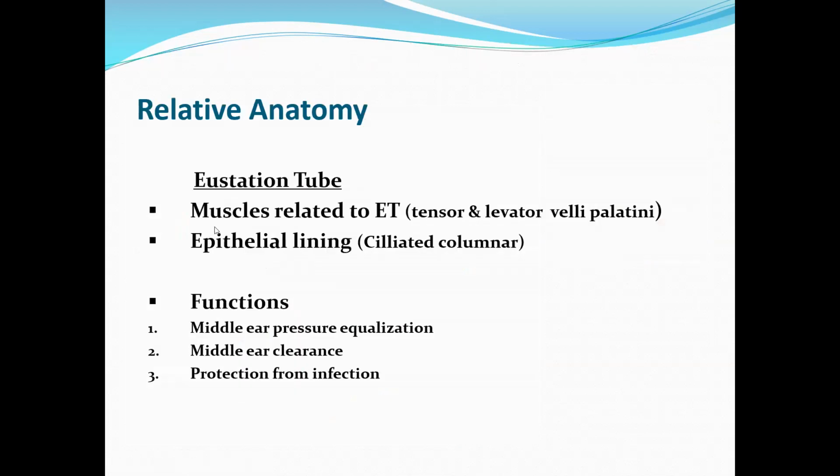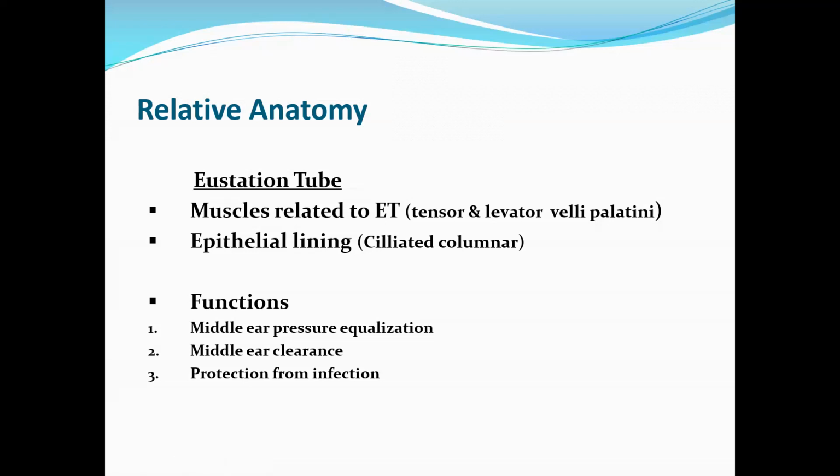There are certain muscles, the tensor veli palatini and the levator veli palatini. Contraction of these muscles opens the eustachian tube. The epithelial lining of the eustachian tube is ciliated columnar epithelium, and these cilia move towards the nasopharynx. So there are important functions of the eustachian tube. One important function is that it equalizes the middle ear air pressure to the atmospheric pressure by opening, by the contraction of these muscles.